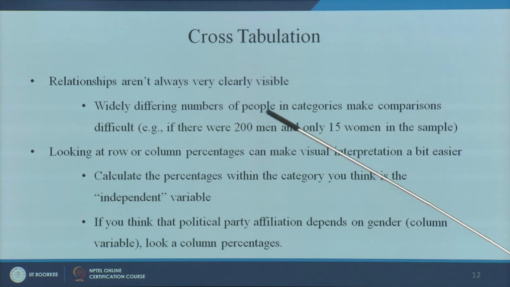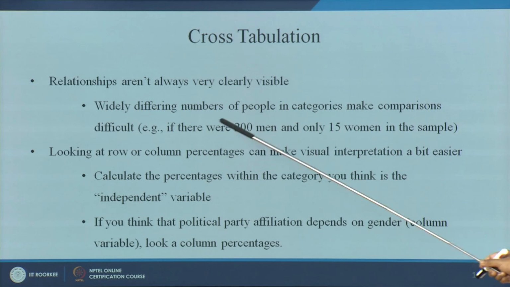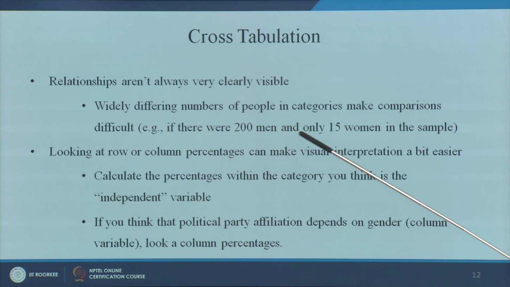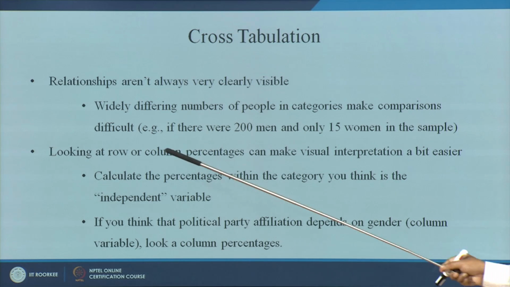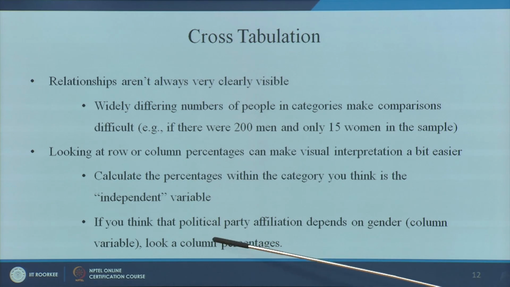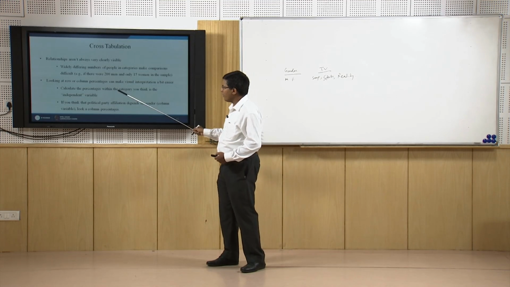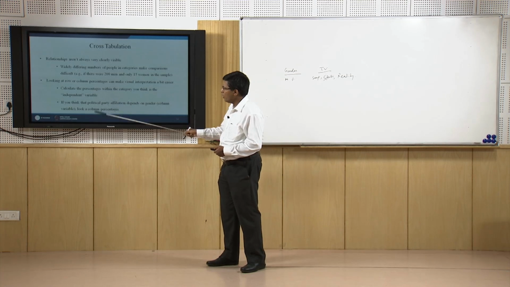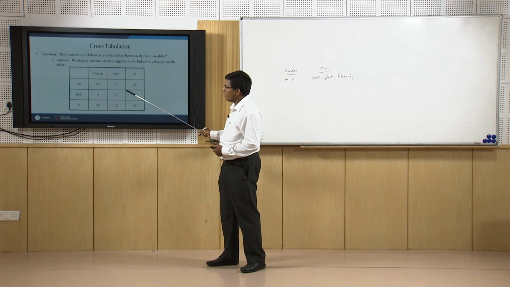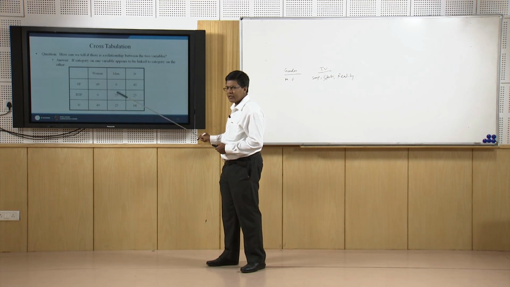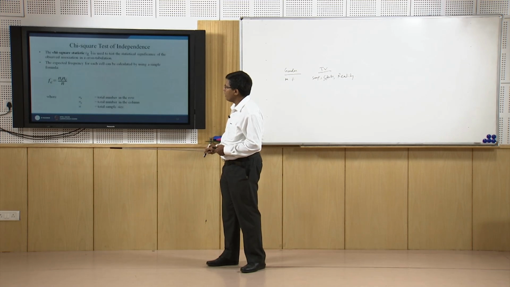Widely differing numbers of people in categories make comparisons very difficult. Example, if there are 200 men and only 15 women, the comparison would be very tough to do, right. So we have calculated the percentage and we will see whether the tests are independent or not. From the value we thought they are not dependent and there is a clear distinction, so they are independent of each other, okay.